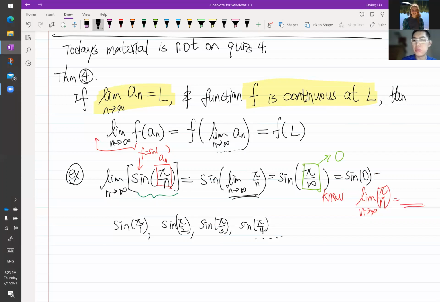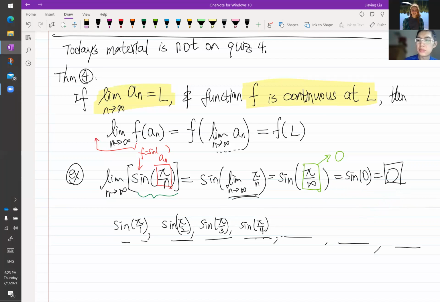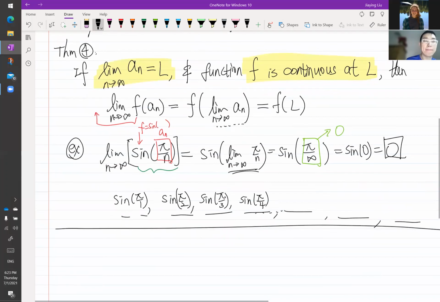What is sine of 0? 0. So the benefit of this theorem is that you don't even have to do a lot of calculation for each one of them to see the pattern. You can find the limit easily that way. Just want to point out, this is the one theorem that's a benefit of it. That's the last theorem for today. Any questions on this theorem and the example I gave?